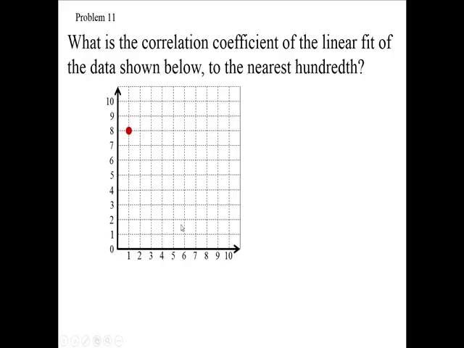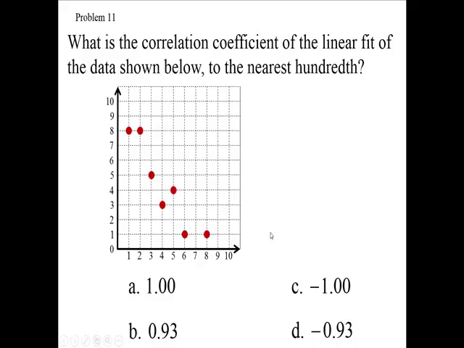Now, if you start off way up here, but you end up down here, then as the value of this increases, the value of this goes down. They're not lined up, so you don't get a 1. We'll say 0.93, but it's negative because as this goes up, this goes down. So of my four choices, my original problem was like this. We would have to pick D. Okay? So that's a quick fix on this.